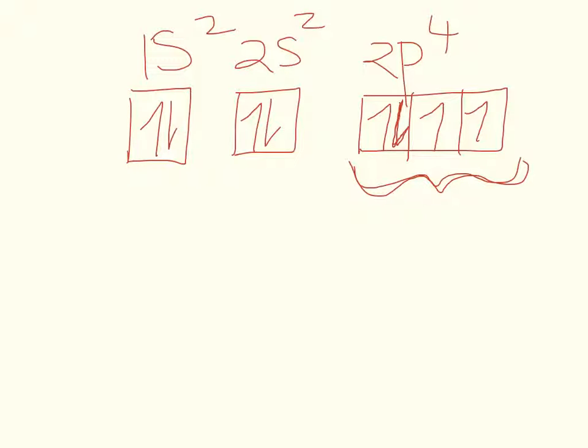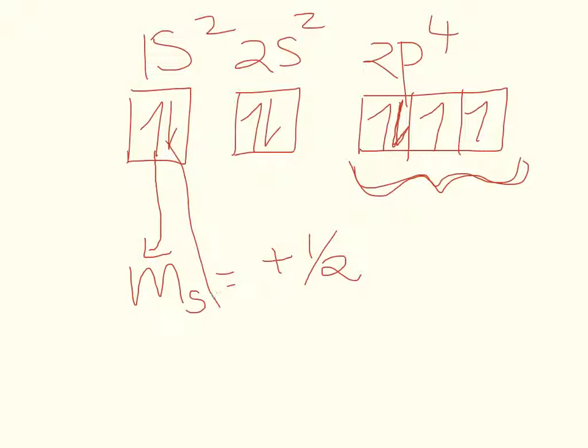So as far as the spin quantum number goes, if the electron is oriented in the clockwise direction, the spin quantum number is referred to as positive half. And if it is oriented in the counterclockwise direction, then the spin quantum number is negative half. We will work on problems in class about what kind of questions they will ask you on quantum numbers.